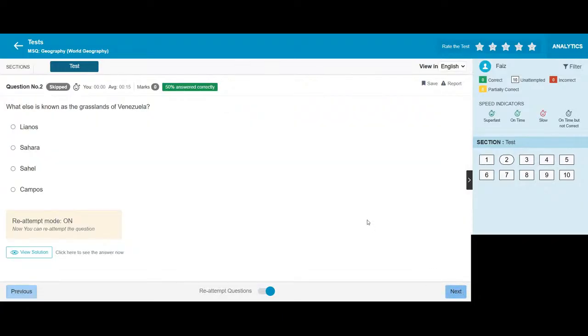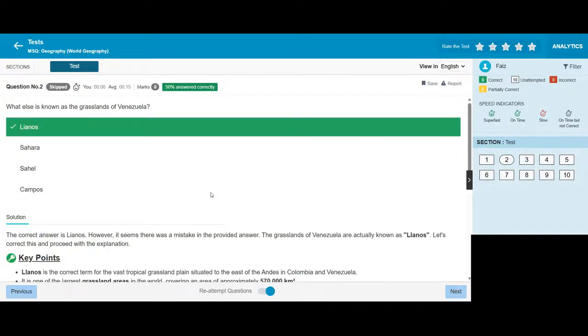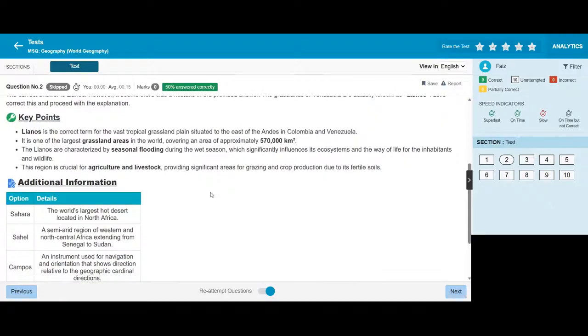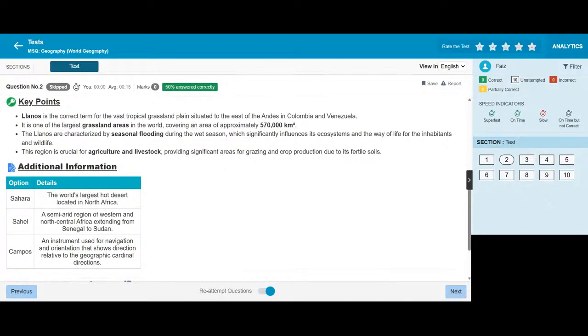The part known as the grassland of Venezuela is the Llanos. Llanos is the correct term for the vast tropical grassland plains situated to the east of the Andes in Colombia and Venezuela.